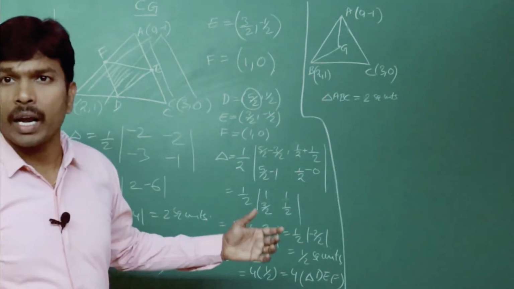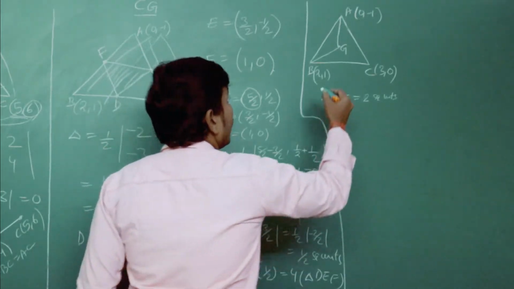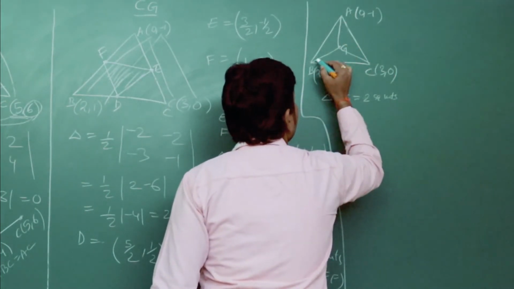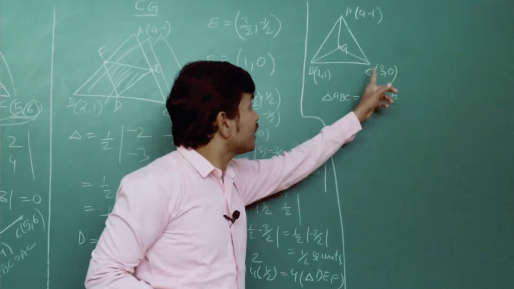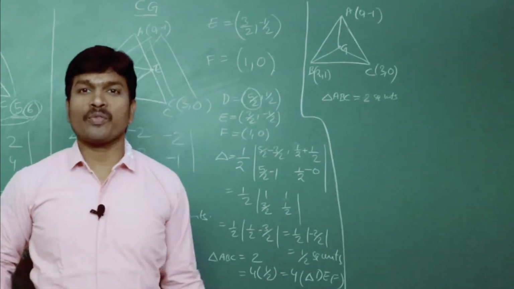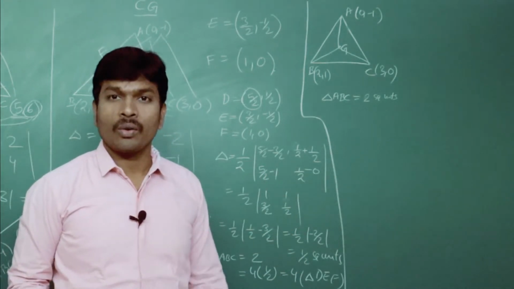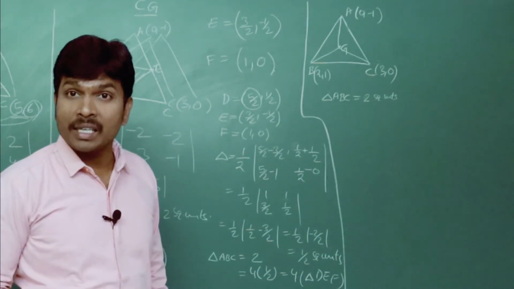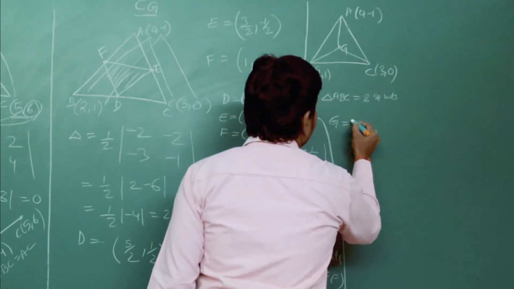Now, I am asking you, suppose the centroid of this triangle ABC is G. Then find the area of the triangle BGC. The BGC area you have to find out. Means first what do you have to know? The G value. What is meant by G? G is the centroid of the triangle ABC.